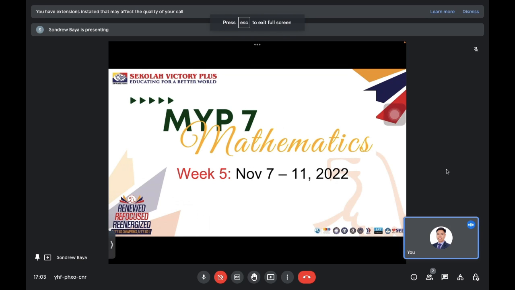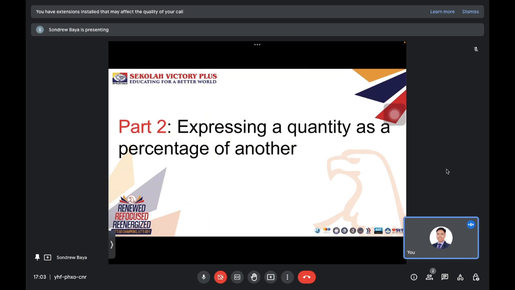Right, everyone, we are now in part 2 of our discussion this week. For part 2, we are going to focus on expressing a quantity as a percentage of another. Here, we are going to find the percentage, the rate.